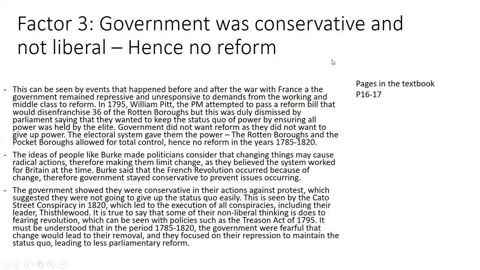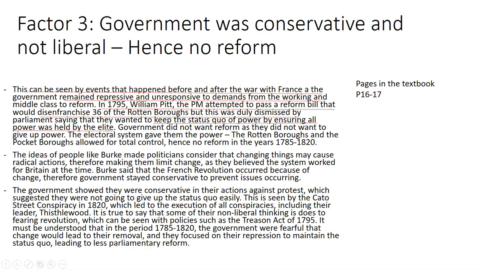Factor 3, the government was conservative and not liberal. Hence, they weren't going to reform. So it was nothing to do with revolution. It was the fact that the government was stuck in their ways and wanted to keep to the status quo. This can be seen in events that happened before and after the war with France, as the government remained repressive and unresponsive to the demands of the working and middle class. So in 1795, the Prime Minister, William Pitt, attempted to pass a reform bill that would disenfranchise 36 of the rotten boroughs, but it was dismissed by Parliament, saying they wanted to keep the status quo of power by ensuring all power was held by the elite.